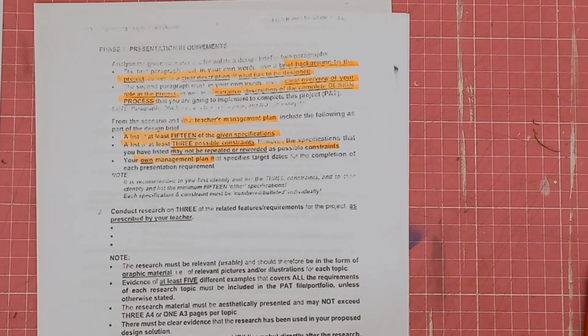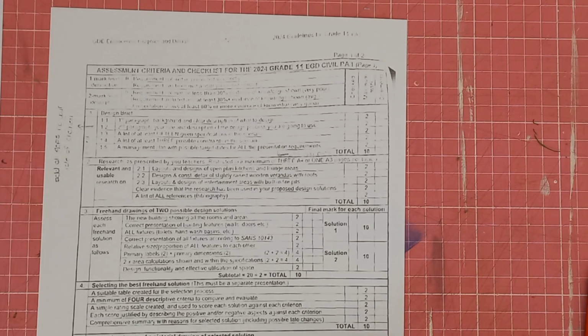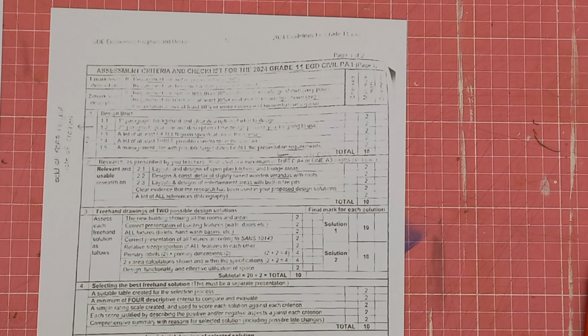So before we carry on to the next part of phase 1, whenever you're given a PAT, you're always given a paper that looks like this over here. Okay, and it basically will help you mark your PATs. Obviously this is very terrible to see because you can't exactly see what's going on here, but it's okay because I'm just going to read it to you and you should have your own one in front of you anyways. So it says first paragraph and a clear description of what to design. Second paragraph, your role and the description of the design process you're going to use, a list of 15 given specifications, a list of 3 possible constraints, a management plan with possible target dates for all the presentation requirements.